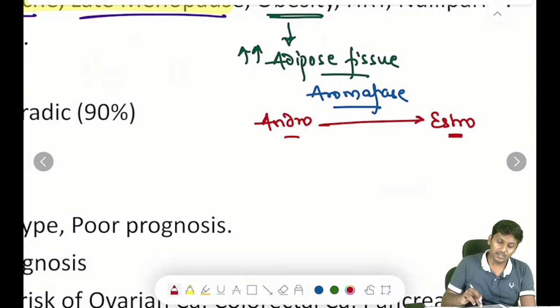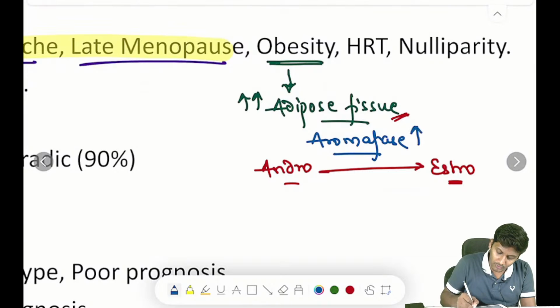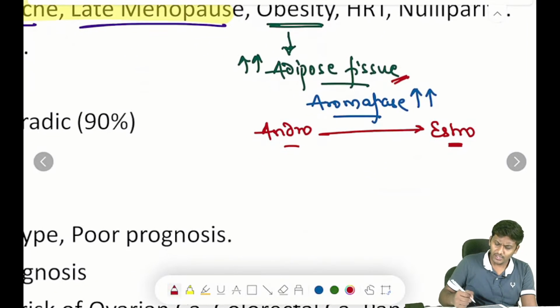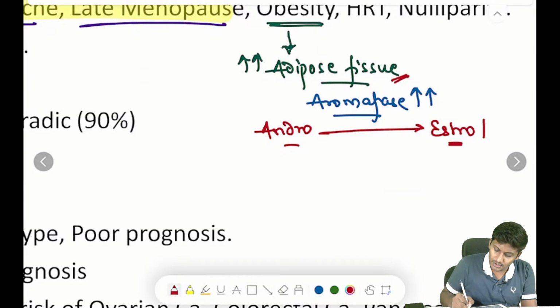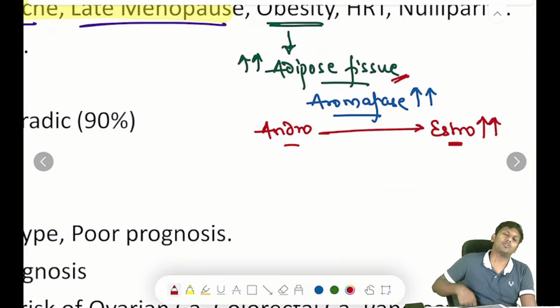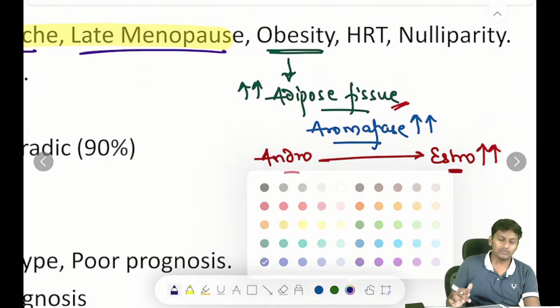Important is, if a patient is having obesity, there is more amount of adipose tissue. That means there is more amount of aromatase in the body. If there is more amount of aromatase in the body, more conversion of androgens into estrogens, therefore there will be more amount of estrogens in the patient's body as well. That is hyperestrogenemia. That is the reason why obese patients are at a higher risk of developing breast cancer. No issues with this, anybody?